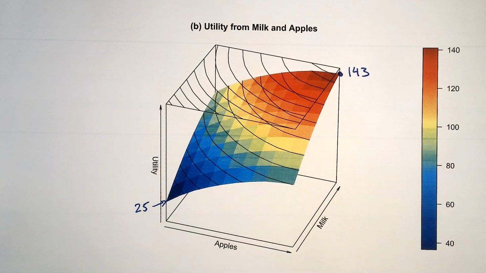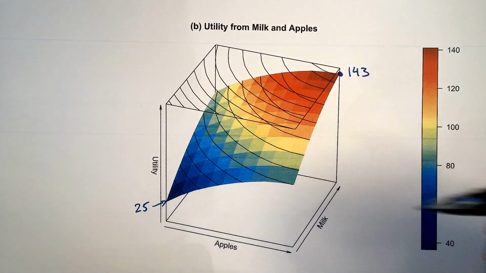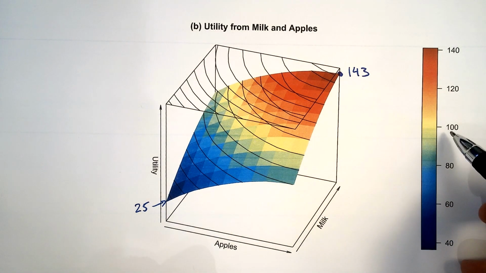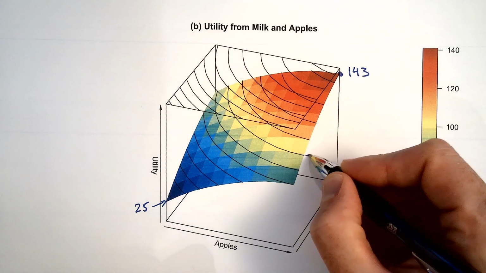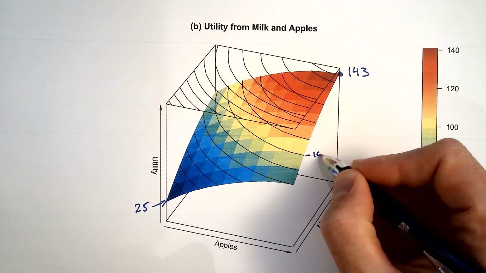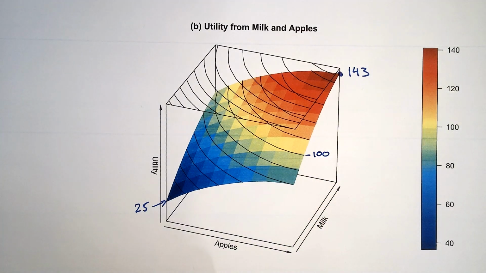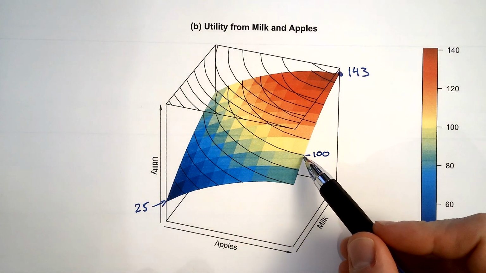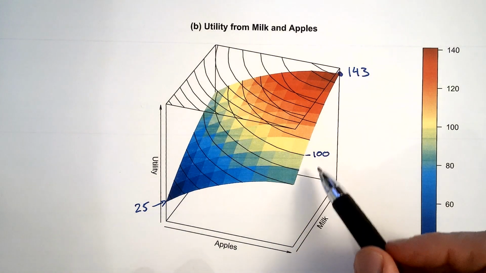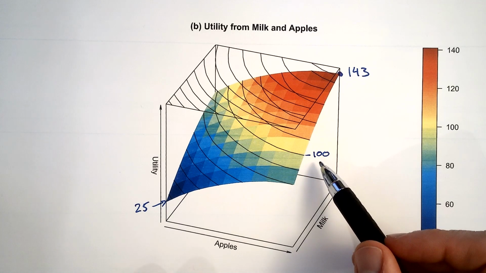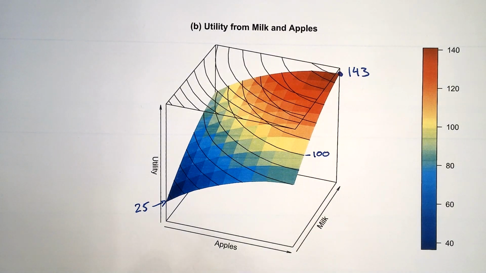Okay. Now, let us assume that this line here shows the consumption bundles that give you a utility level of 100. Now I want you to think back about what I showed you at the beginning of this video, where we talked about contour lines.